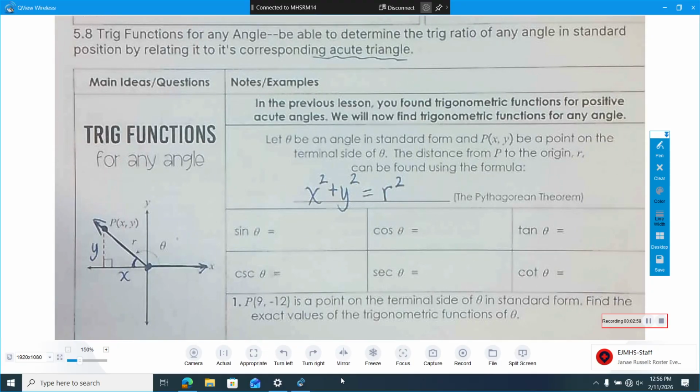My screen was blank. It should be fixed. Close your browser and reopen. All right.